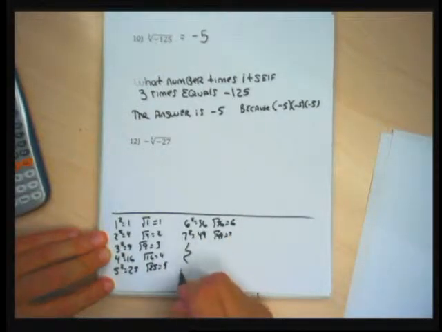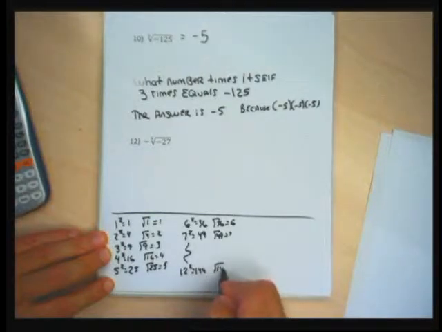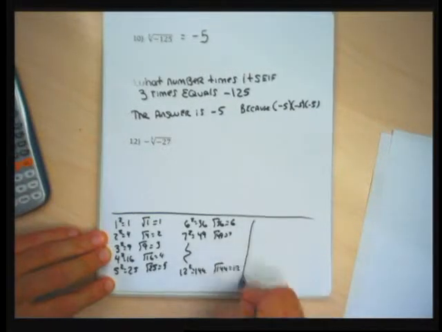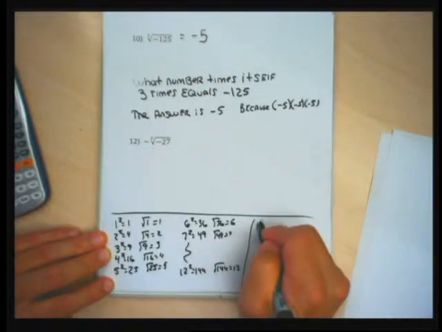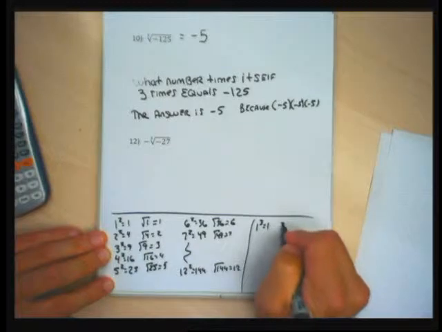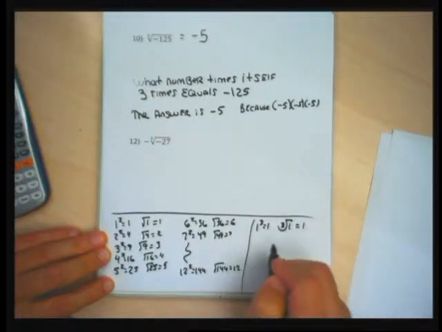All the way up to 12 squared is 144, so the square root of 144 equals 12. If I'm going high in math, I should know those. For cubes, you should know maybe 1 cubed is 1, so the cube root of 1 is 1.